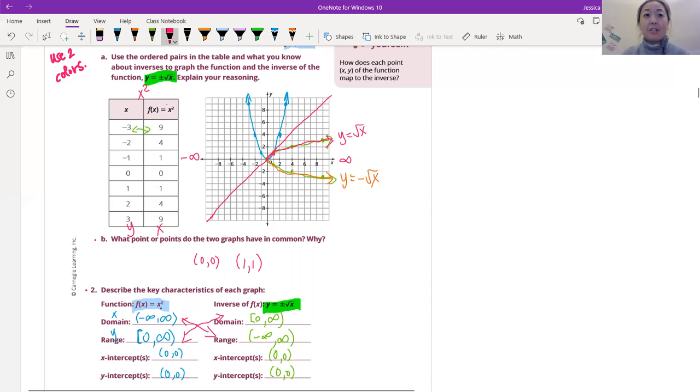So x could be any number. When we say x could be any number, we are saying that it's from negative infinity to positive infinity. Okay, I should say any real number. We're not talking about imaginaries here. This is the real number line, not the imaginary one. And then for the y, how low can it go and how high does it go?